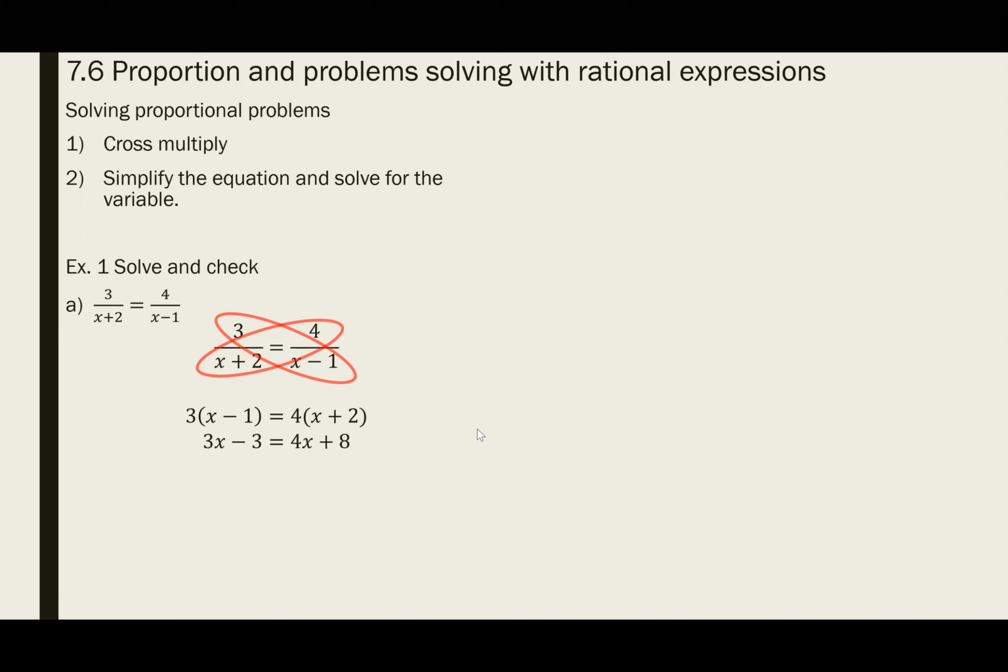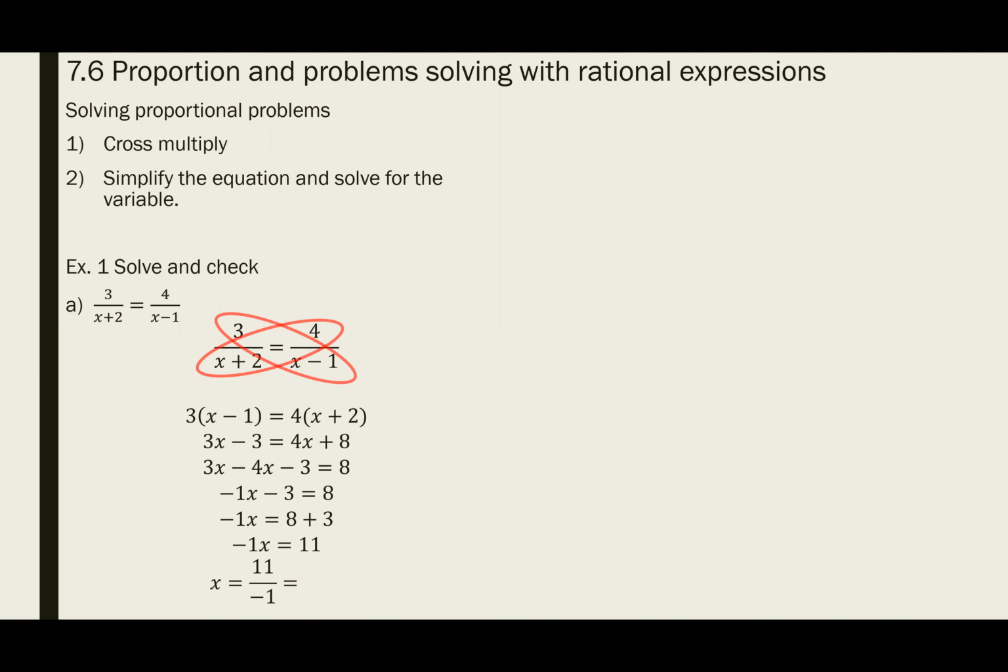And now, how do I solve for x? If I move the x to the left, 3x minus 4, then I have negative 1x minus 3 equal to 8. I need to move the 3 over to give me 8 plus 3, which gives me 11. So negative 1x equals 11, and then I need to divide by negative 1 to give me x equal to negative 11.